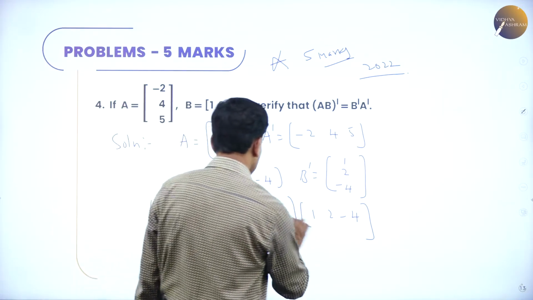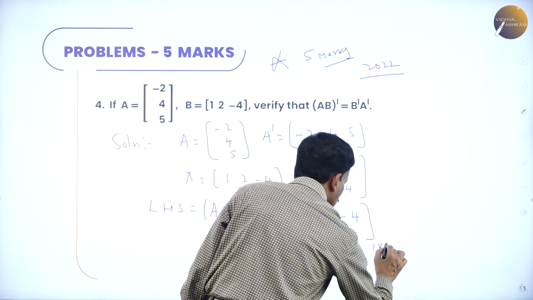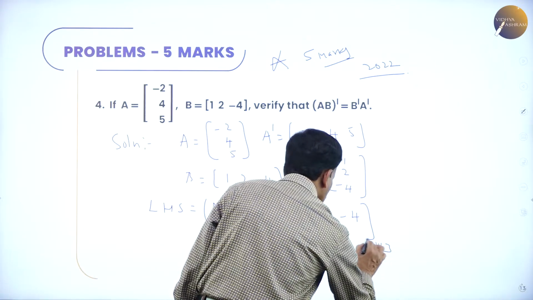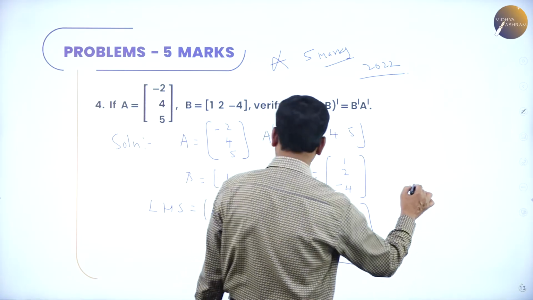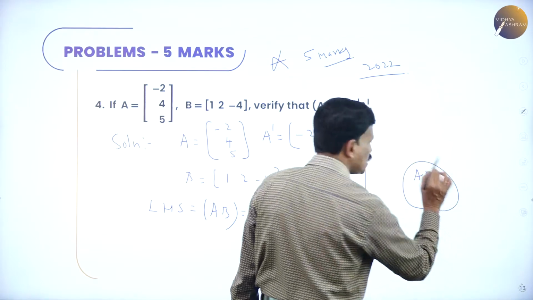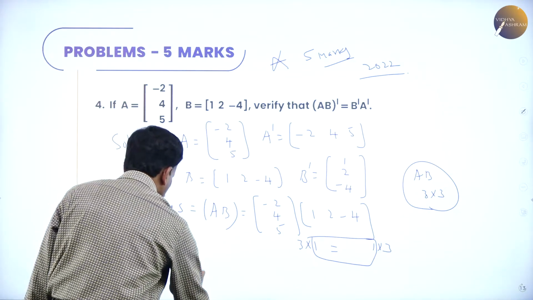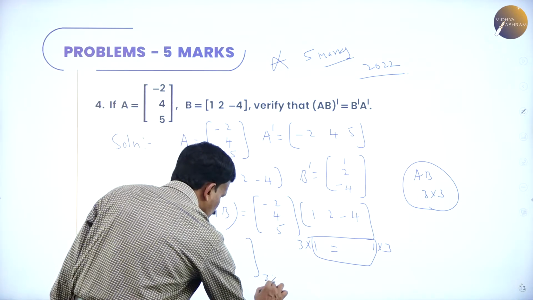So this is 3 rows, 1 column. This is 1 row, 3 columns. That means these two are equal. That means we are going to get a matrix AB which is of order 3 cross 3. Just keep it in mind. If you know this, you can very easily write without any confusion. 3 rows, 3 columns. Okay.